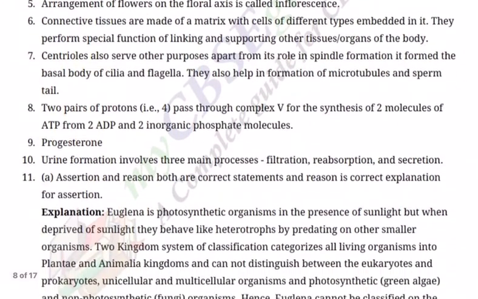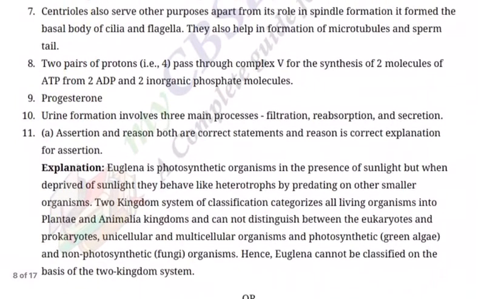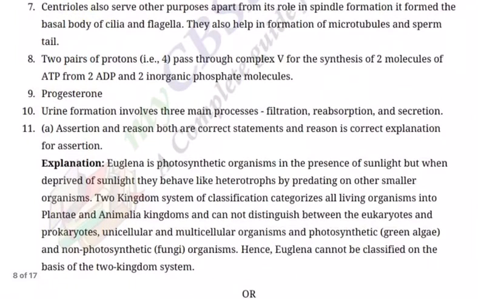Next, question 11. Question 11 onwards, it is assertion and reasoning. Answer for question number 11 is A. Assertion and reason both are correct statements, and reason is correct explanation for assertion. How is it? Euglena is photosynthetic organism in the presence of sunlight, but when deprived of sunlight, they behave like heterotrophs by predating on other smaller organisms.